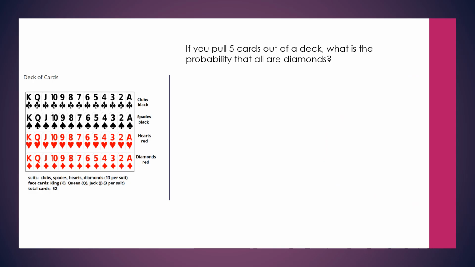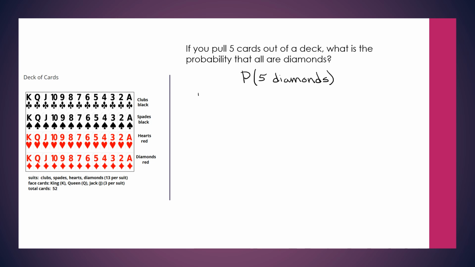For this example, we are going to use a deck of cards, but we are going to pull 5 cards out of that deck, and we're going to keep the card each time. We want to know the probability that we get all diamonds. So you can write this just as the probability of 5 diamonds, just as a shortcut way of writing it.